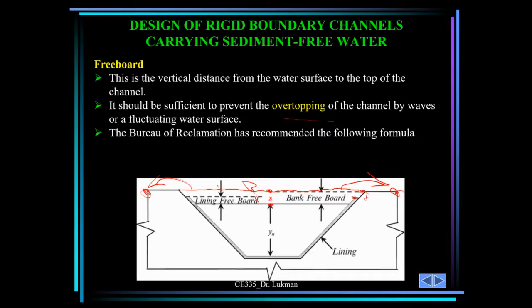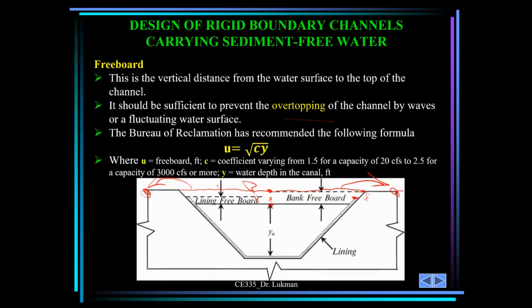The Bureau of Reclamation has recommended the following formula for the freeboard: U = CY, where U is the freeboard in feet. This is the imperial formula, and C is a coefficient varying from 1.5 for a capacity of 20 cubic feet per second to 2.5 for a capacity of 3,000 cubic feet per second. And Y is the depth in the canal. So C is a constant that depends on the flow rate, and U is the freeboard, which is the allowance, the vertical distance from the water surface to the top of the channel.